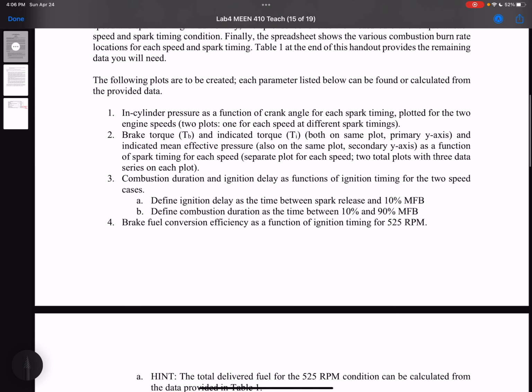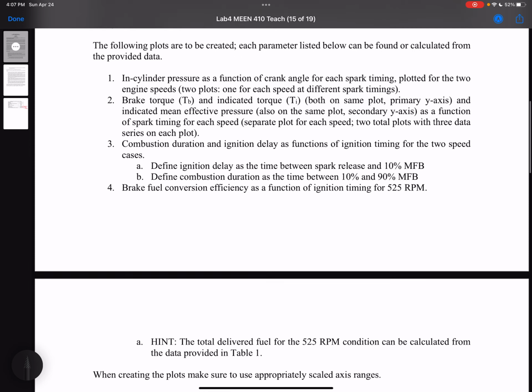You'll also plot brake torque and indicated torque, both of them on the same plot using the primary y-axis of that plot. And then on the same plot, indicated mean effective pressure, IMEP, plotted on the secondary y-axis as a function of spark timing for each speed. Okay, so you're going to create 2 plots, one plot for each speed, where you're plotting brake torque, indicated torque, and IMEP as a function of spark timing, 2 different plots for each speed, okay?